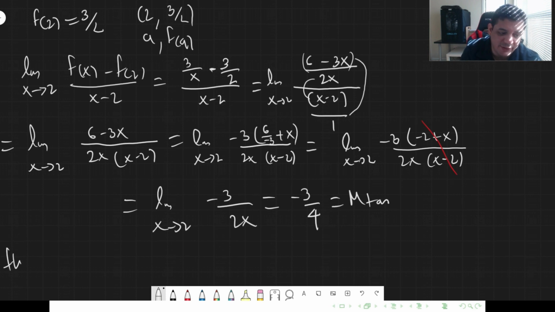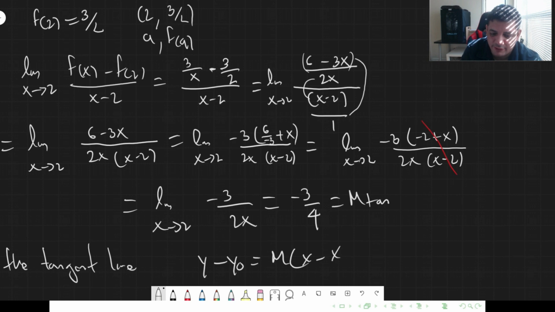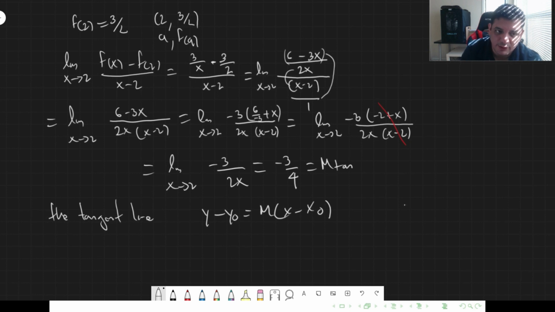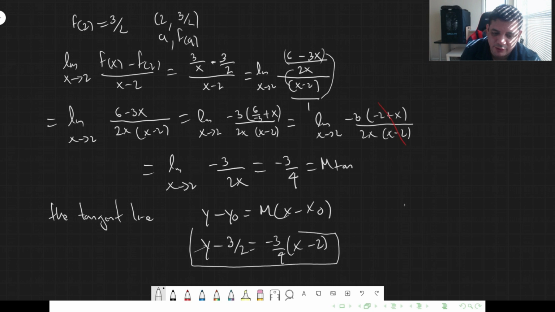So if I want the tangent line, now it's going to be using the equation of the line, which is this. I get to replace using the points that I had before. y minus 3/2 equals minus 3/4 times x minus 2. And so this is our equation of the line. I can simplify this, of course. This is y minus 3/2 equals minus 3/4 x. And multiplying this here is going to give me plus 3/2.